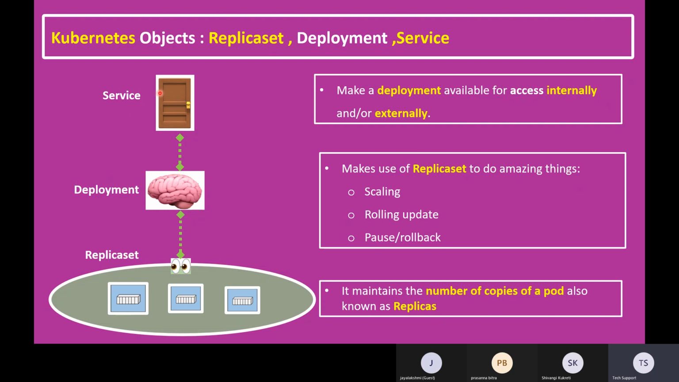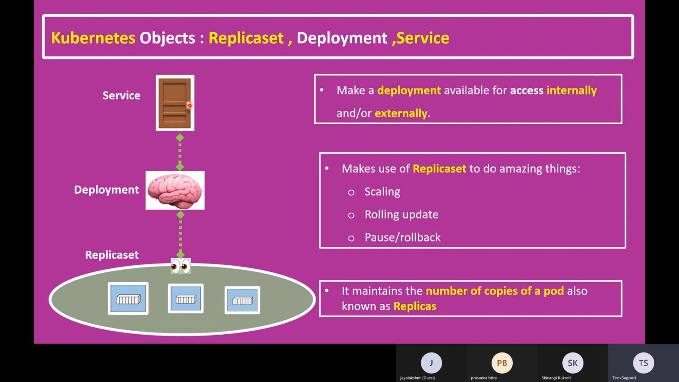Now come to the service. A service makes a deployment available for access internally and or externally. Suppose you want to provide this deployment package access to your internal team, that is nothing but a service. Either you can provide the access internally or to an external team also. For symbolism, I just put a door, either allow or deny. The gate is like a closed gate or an open gate. This is also an important Kubernetes object.